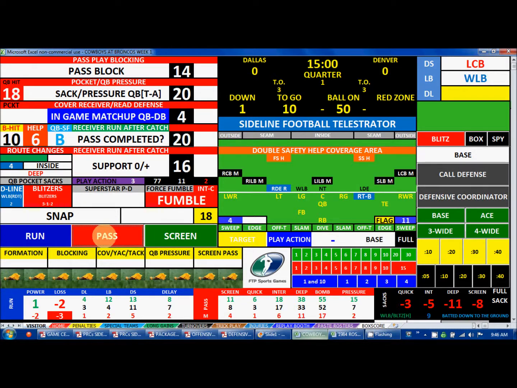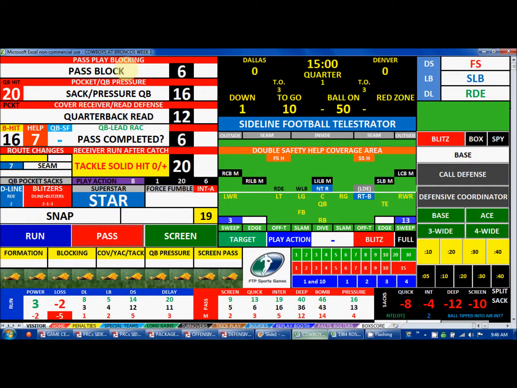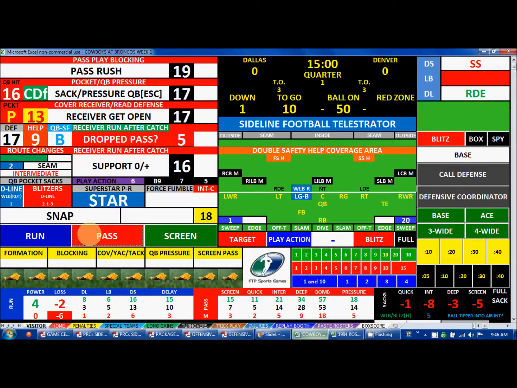Also, you'll notice here that after pass blocking is provided and a receiver reads the defense, once you move to the pass completed number, it's right here, and this tells you if a pass is actually completed or not. Right above it is the quarterback leads for runs after the catch, or if the receiver tries to run after the catch, that tells you who is involved in that. We see the dreaded dropped pass numbers come up.